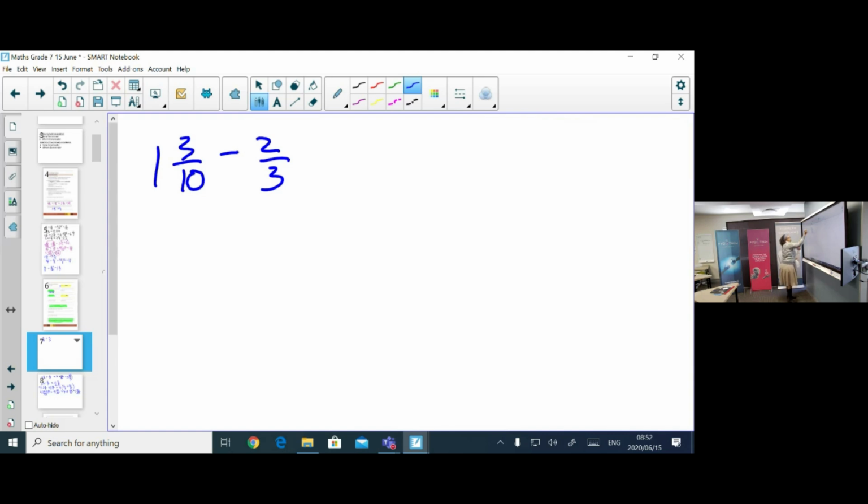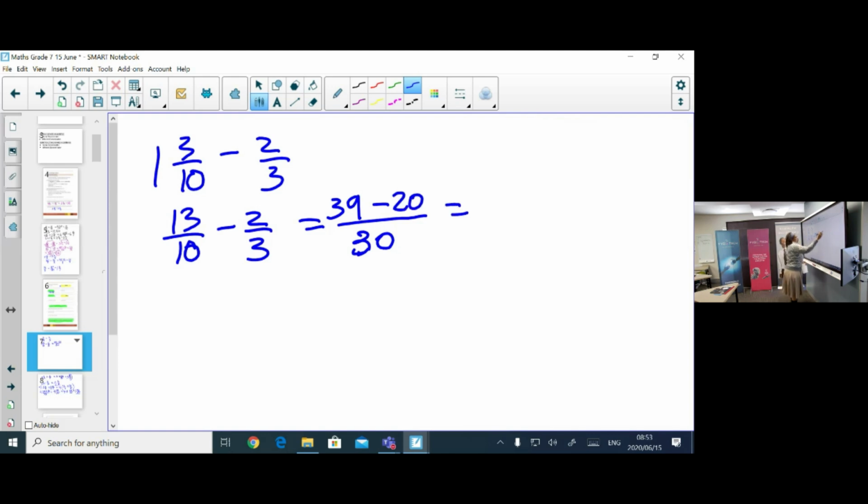Because we're subtracting, we need to make this our whole fraction. 10 times 1 is 10 plus 3 is 13 out of 10, and then 2 over 3. We cannot just subtract on top and at the bottom because our denominator is not the same. So here our LCM is 30. 10 into 30 goes 3 times, times 13 is 39. 3 into 30 goes 10 times, times 2 is 20. We end up with 19 over 30. So that will be our answer.